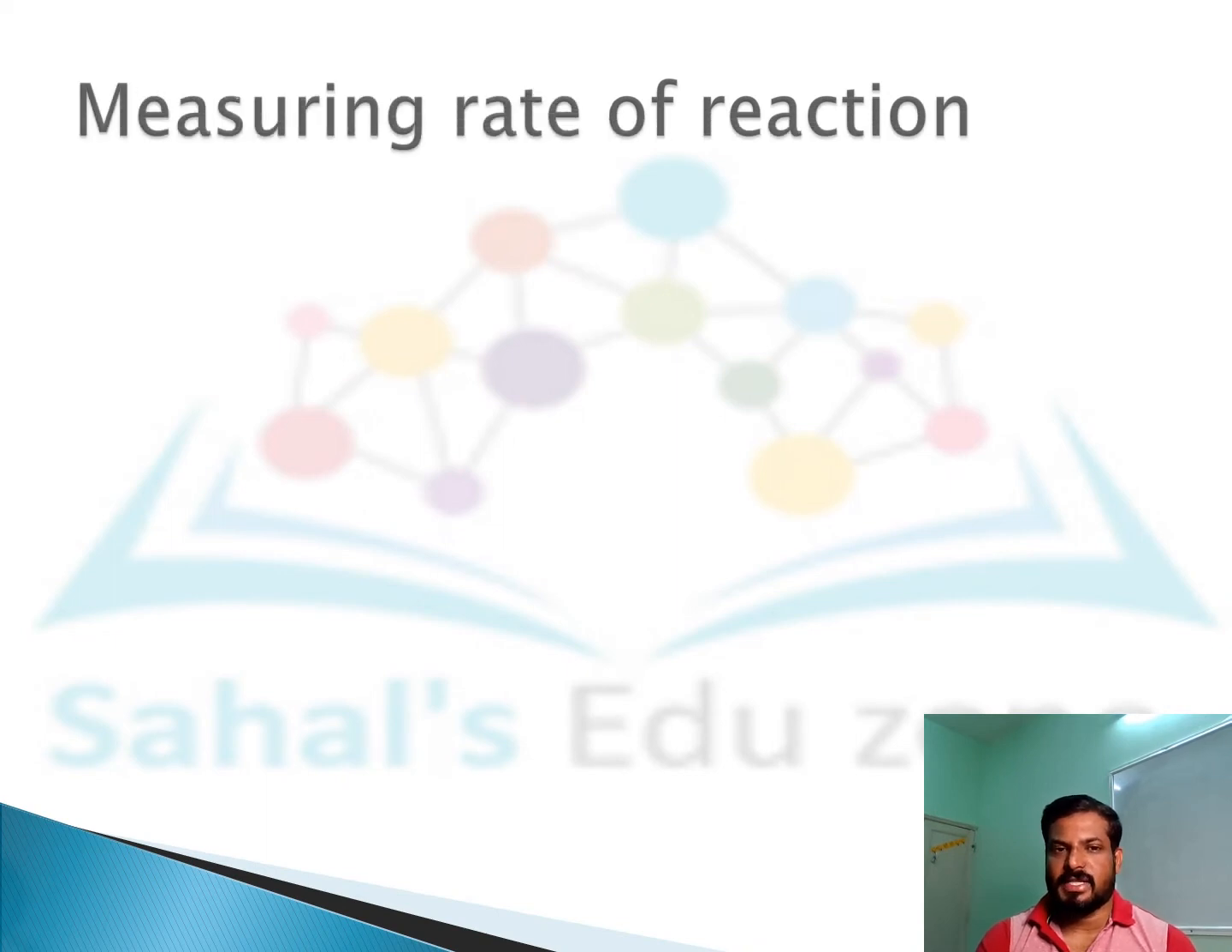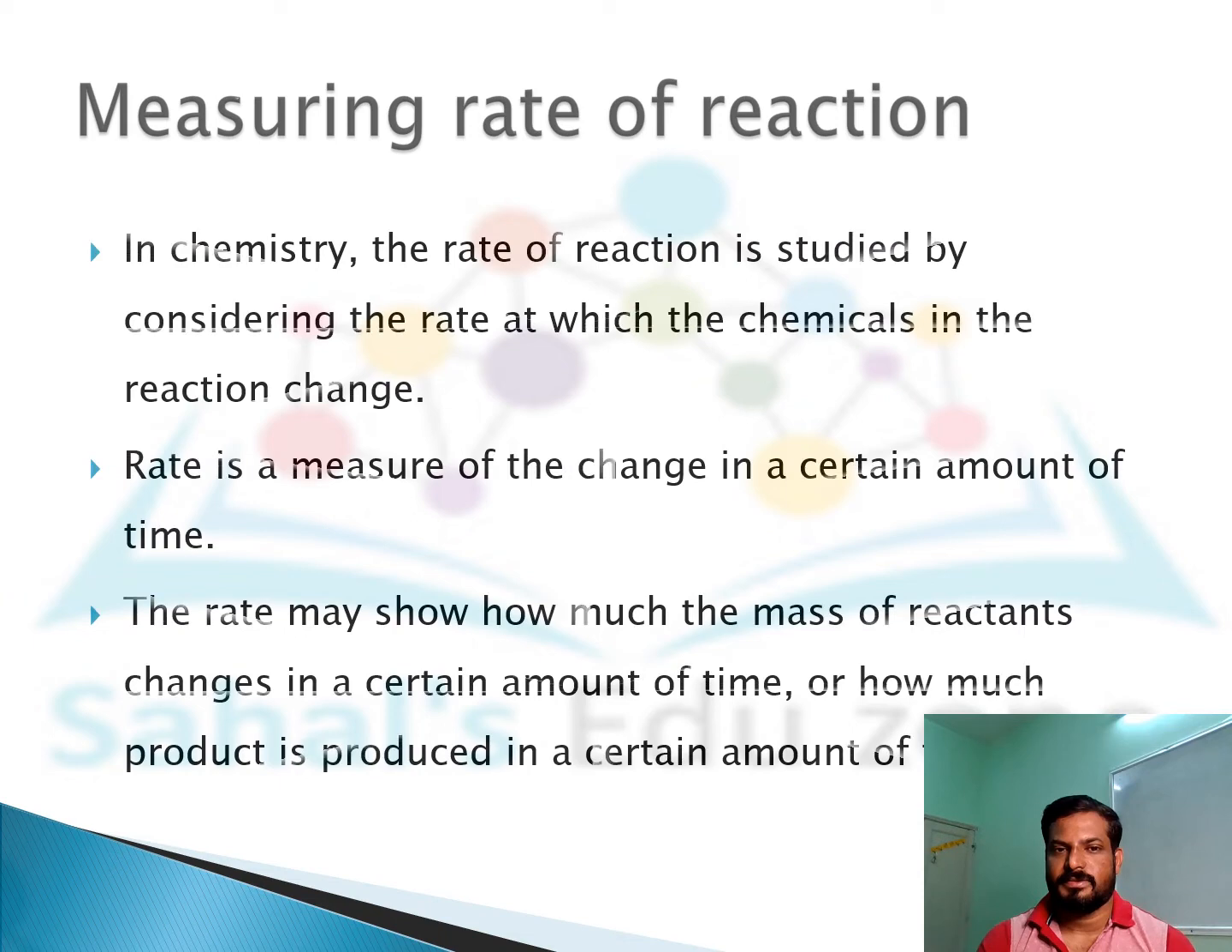Measuring rate of reaction. In chemistry, the rate of reaction is studied by considering the rate at which the chemicals in the reaction change. Rate is a measure of change in a certain amount of time. The rate may show how much the mass of reactants changes in a certain amount of time, or how much product is produced in a certain amount of time.